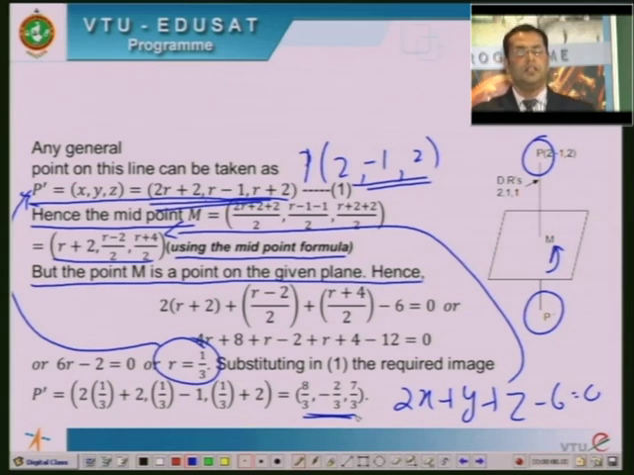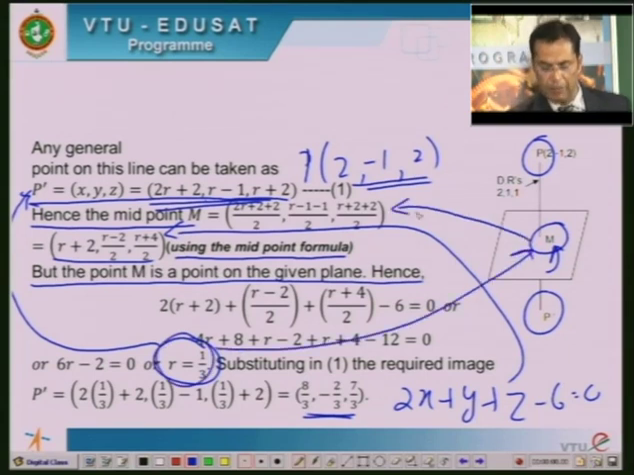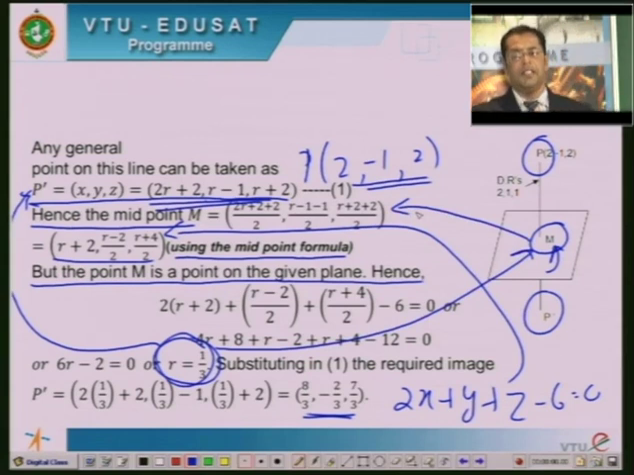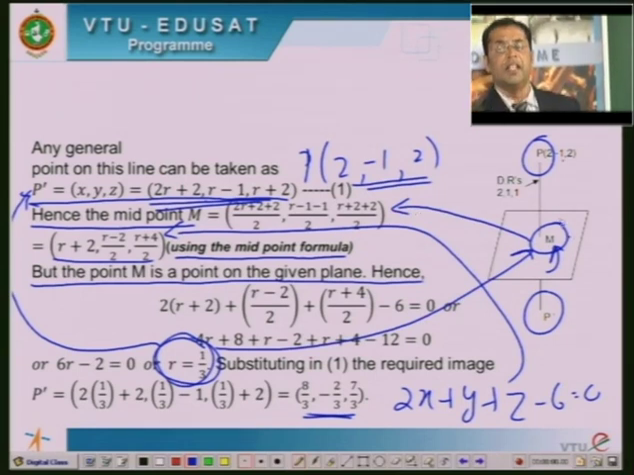Now there are two things you can do. One, you have obtained the image. Second, from the same formula, it is also possible to find the coordinates of the point M by substituting the value of r obtained here in the midpoint. That should give you, like in the previous example, the coordinates of the foot of the perpendicular. Also, because you know the point M, you have the distance of the perpendicular from the point to the plane also. You can apply the distance formula between P and M after identifying M to obtain the length of the perpendicular from the point P to the point M.